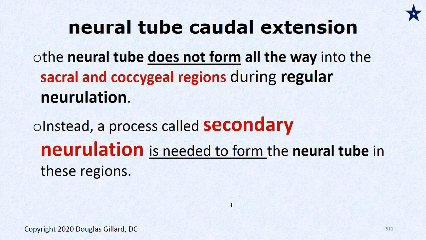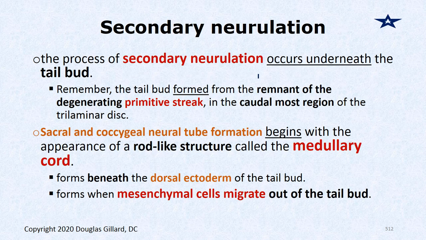We kind of covered this, but let's do this one a little more, because we didn't completely finish the neural tube. There is no neural tube all the way down in the sacral and coccygeal regions. Remember, we talked about this. Instead, we have to go through another process, which is called secondary neurulation, in order to form these structures. So let's talk about secondary neurulation.